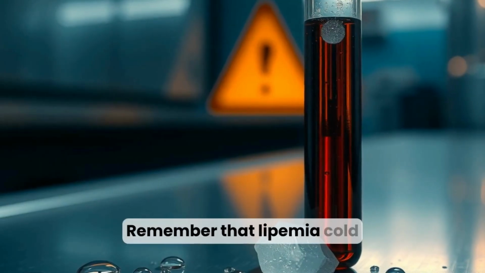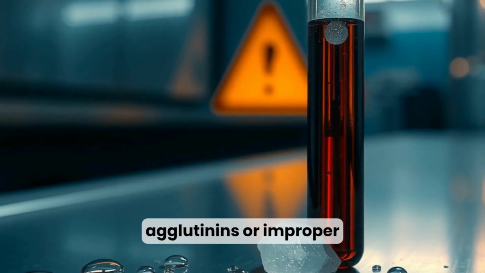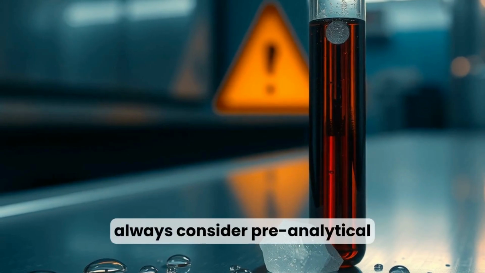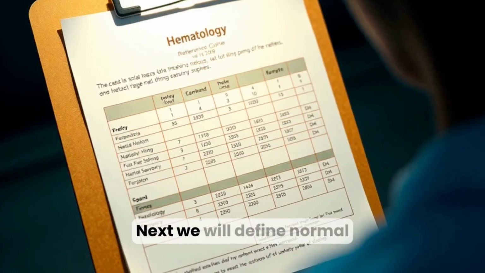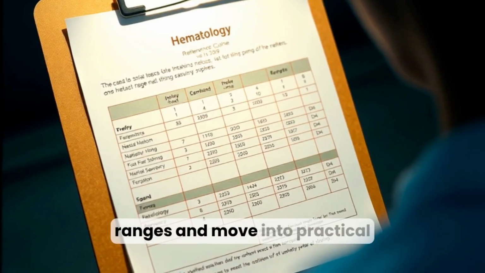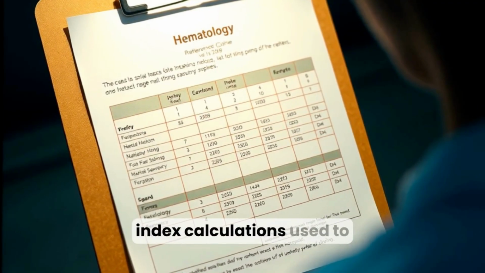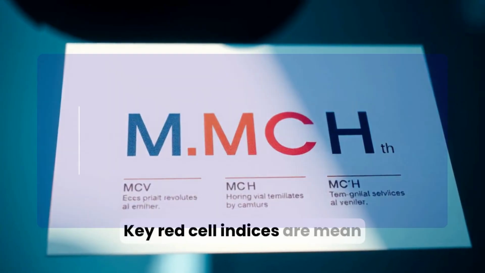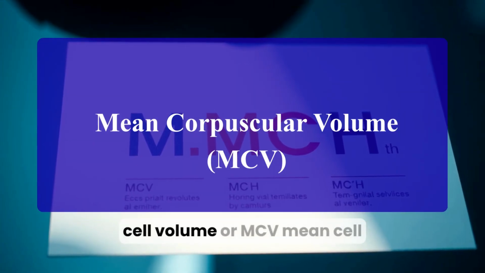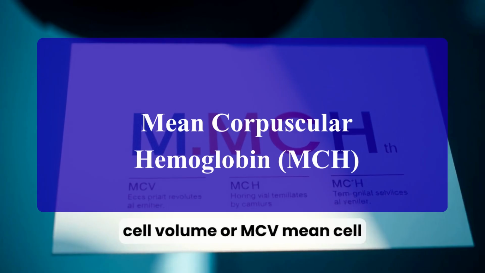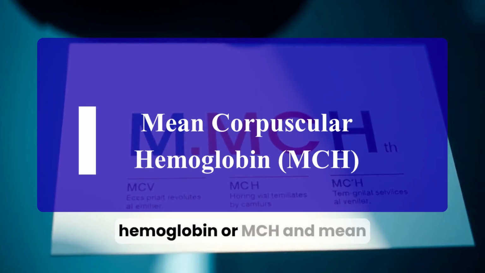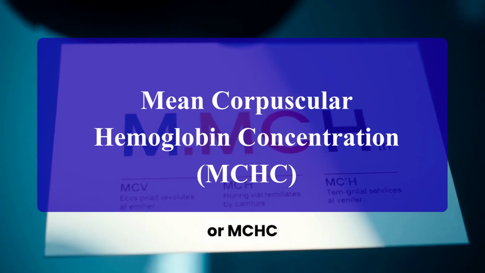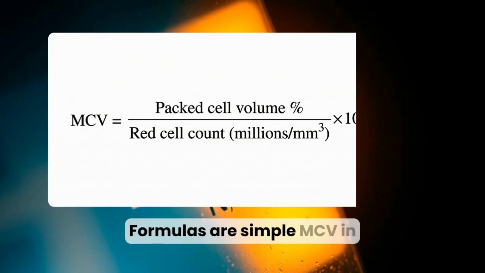Remember that leukemia, cold agglutins, or improper centrifugation can cause inaccurate hematocrits, so always consider pre-analytical errors. Next, we will define normal ranges and move into practical index calculations used to classify anemia. Key red cell indices are mean cell volume, or MCV, mean cell hemoglobin, or MCH, and mean cell hemoglobin concentration, or MCHC. Formulas are simple.